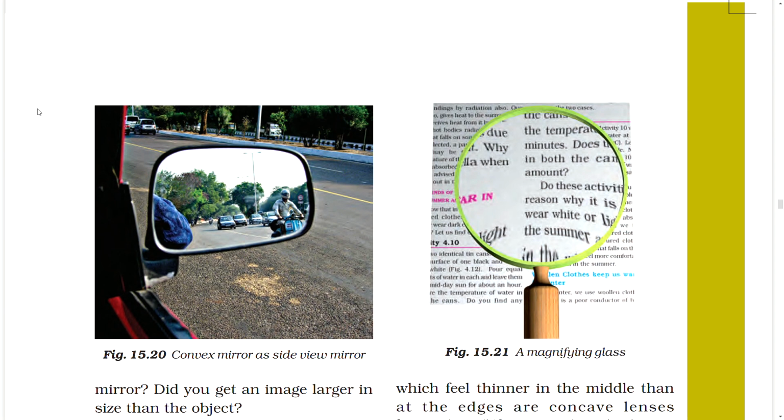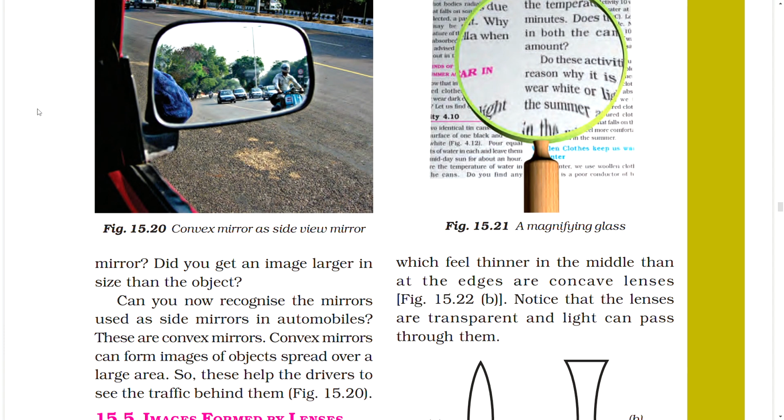Figure: convex mirror as side view mirror. Did you get an image larger in size than the object? Can you now recognize the mirrors used as side mirrors in automobiles? These are convex mirrors. Convex mirrors can form images of objects spread over a large area. So these help the drivers to see the traffic behind them.